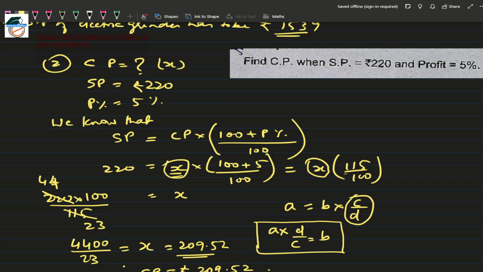Now just let me verify. I don't think there's anything wrong, but still 4400 divided by 23 should be equal to 191.30. Yeah, there's some mistake. Let us check it out. This is 220 cost price. Is it 220? Yes, 220 into 100 upon 115, right? Now here some mistake has happened, so let us recheck it. One second.